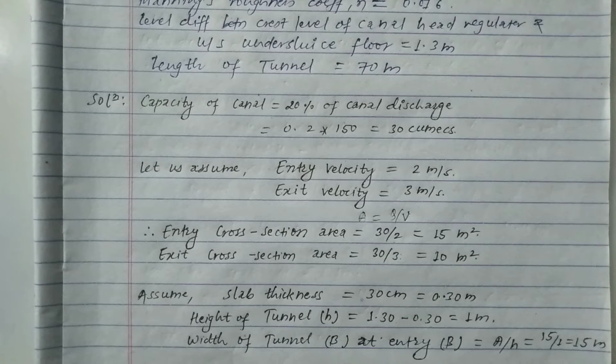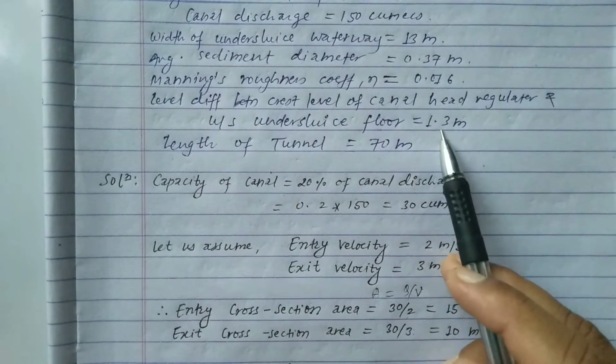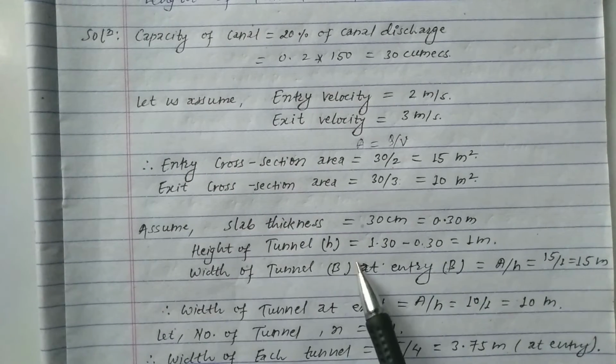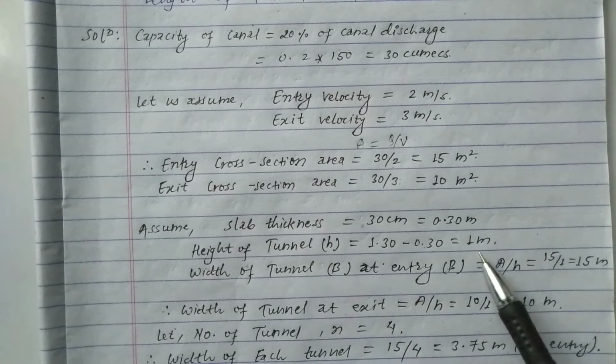Okay, and when we subtract this slab thickness from the upstream under sluice floor, that is given in the question, 1.3 meter. After subtracting this value, 1.3 minus 0.3, that is the slab thickness, we get the height of the tunnel, that is the value of h equal to 1 meter.